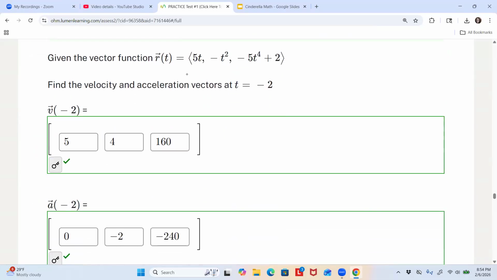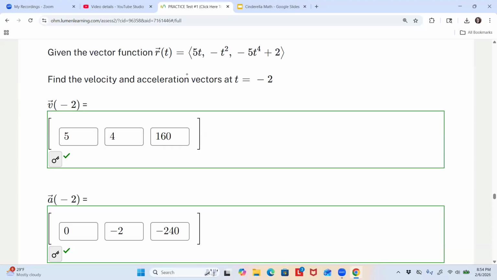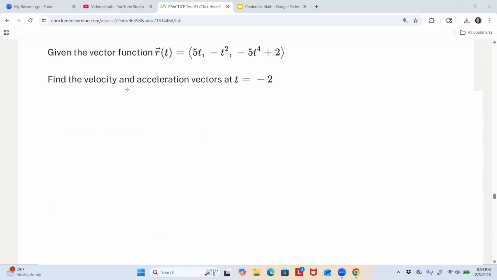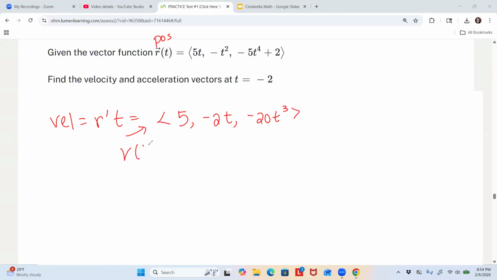22. Okay. All right, this one's pretty straightforward here. We are given the vector function r of t, and we want to find the velocity and acceleration at t equals negative 2. All right, so r of t is the position. The velocity is r prime of t. So let's go ahead and take the derivative. That would be 5, negative 2t, negative 20t cubed. And now that is velocity. That is v of t.